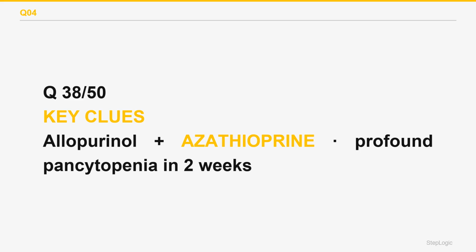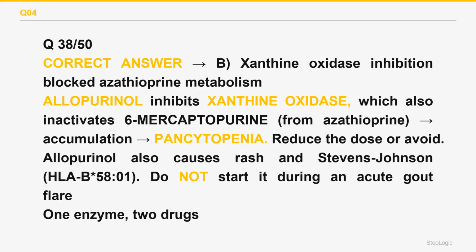Allopurinol inhibits xanthine oxidase to reduce uric acid production. Azathioprine is a prodrug converted to 6-mercaptopurine, and one of the principal routes of 6-mercaptopurine inactivation is xanthine oxidase. Blocking that enzyme therefore causes 6-mercaptopurine to accumulate to toxic levels, producing severe myelosuppression with pancytopenia. The combination requires either avoidance or a substantial dose reduction, typically to about a quarter, with close blood count monitoring. The correct answer is B.